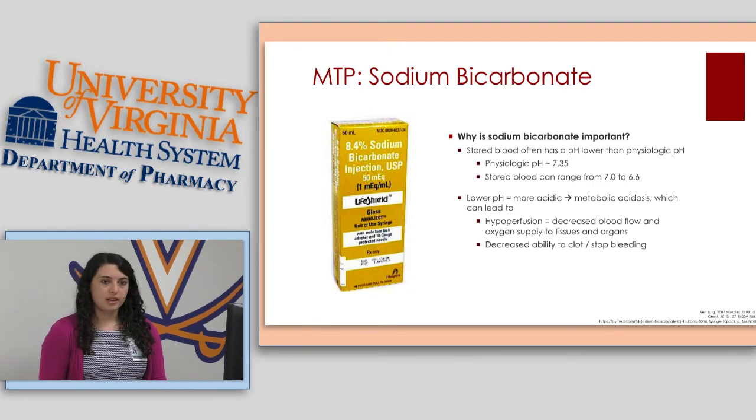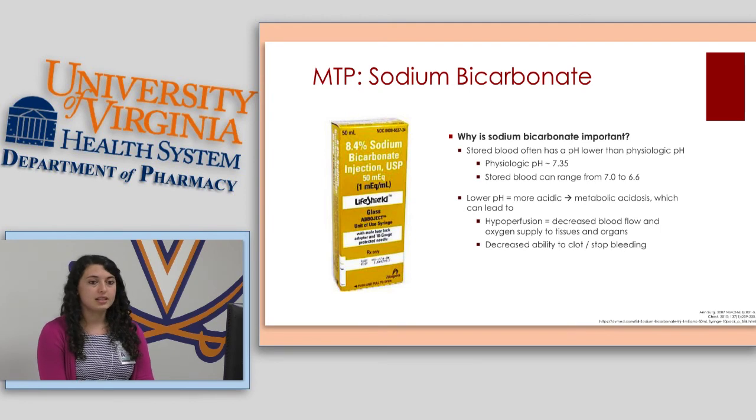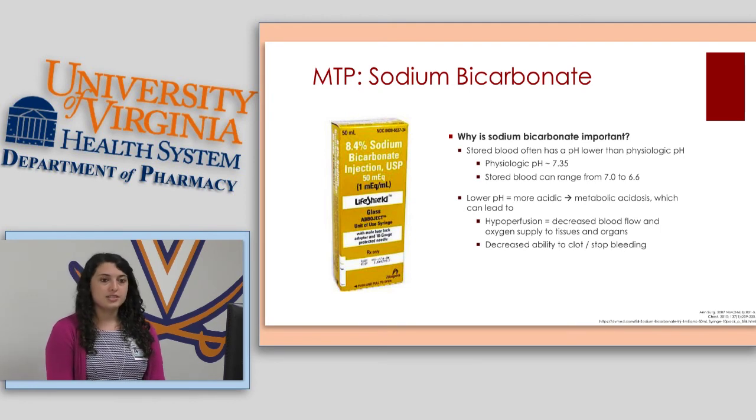So stored blood, as it sits around in the bags waiting to be administered to a patient, the pH actually drops. So it can be anywhere between 7 and as low as 6.6. So the more blood the patient gets, the lower their pH of the body becomes, and they're more acidotic, which can lead to a metabolic acidosis. And this is dangerous because it can lead to hypoperfusion, which is a decreased blood flow to the organs and tissues in the body, and then it can decrease the body's ability to clot and stop the bleeding.